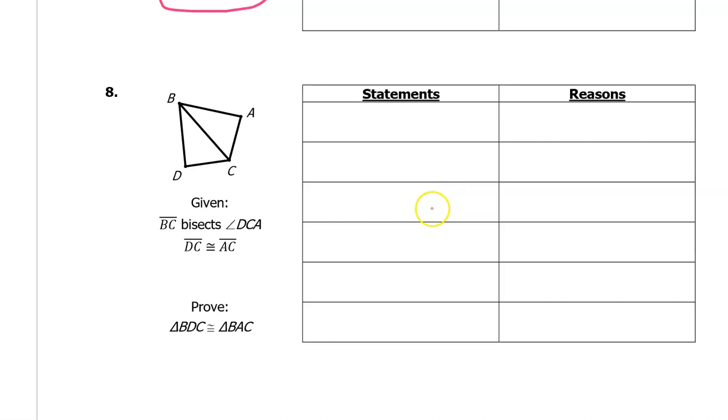Take a look at number 8. Let's start with the given. Segment BC bisects angle DCA. Just write that down. Segment BC bisects, I can squeeze this in here, angle DCA. So that is simply given.